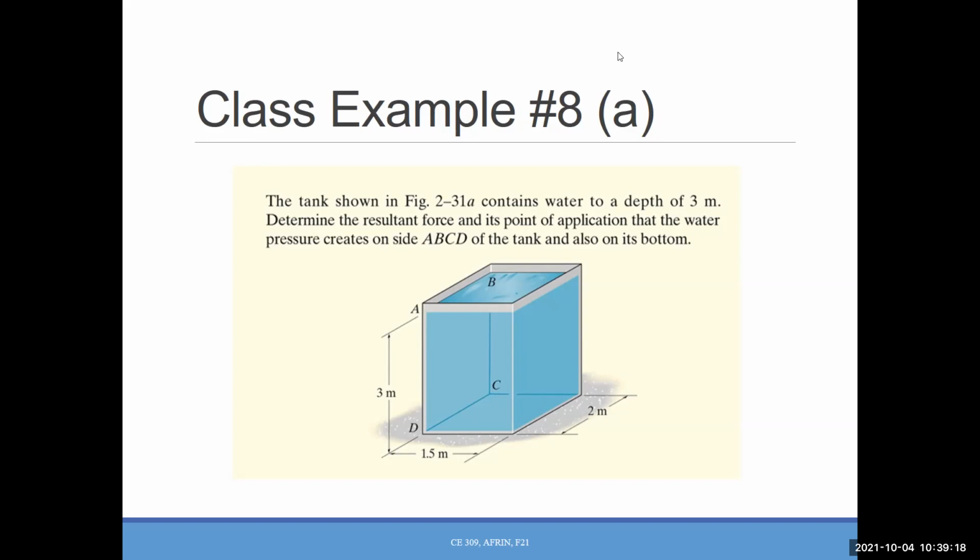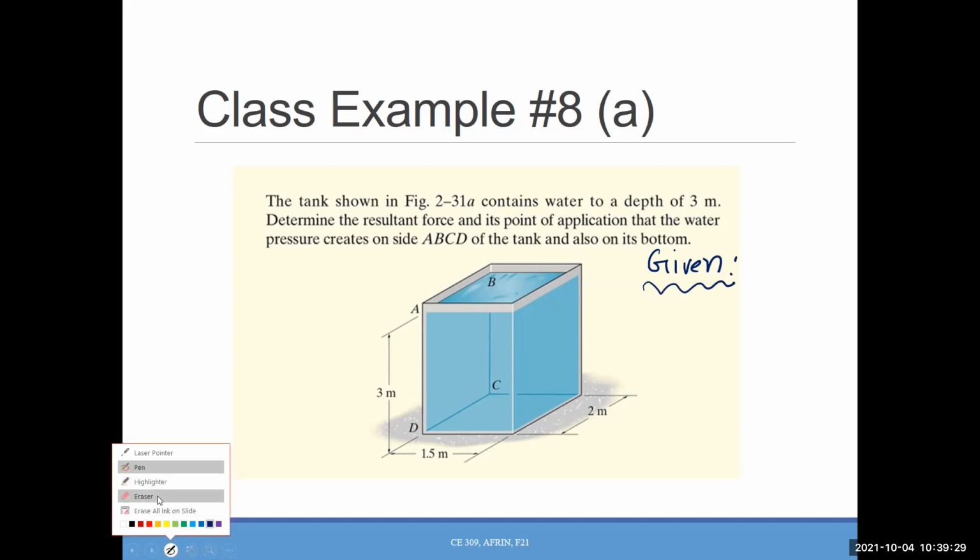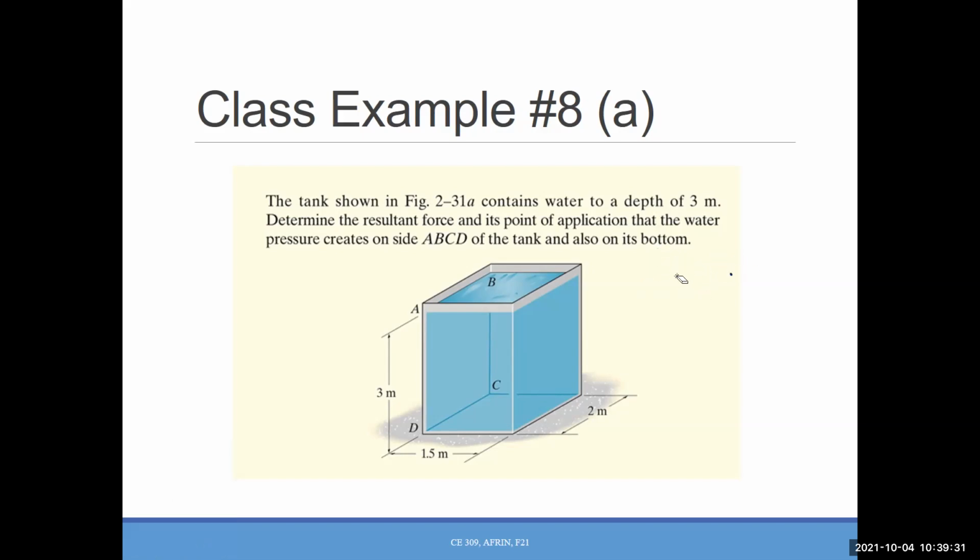Can anyone read class example 8A loudly and quickly? Read the class example 8A.